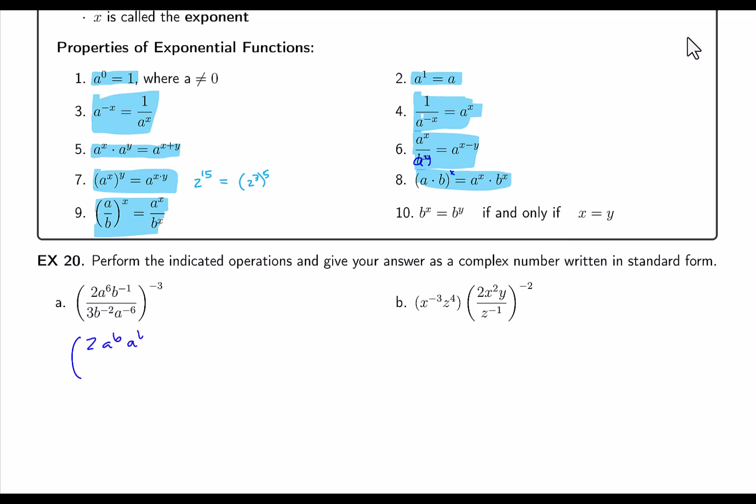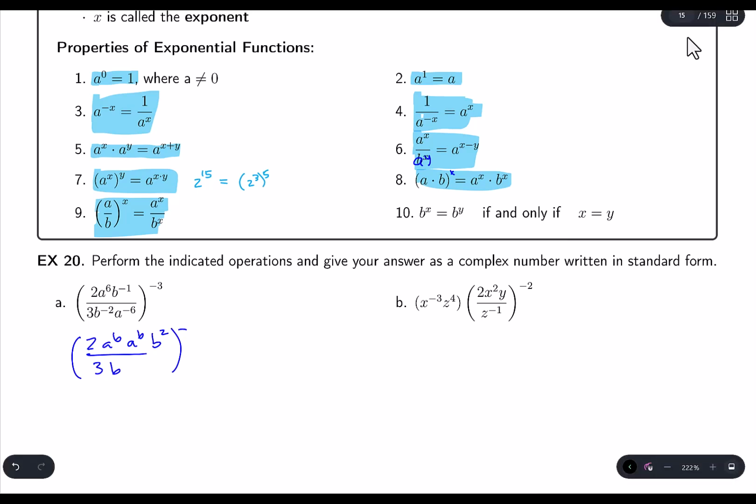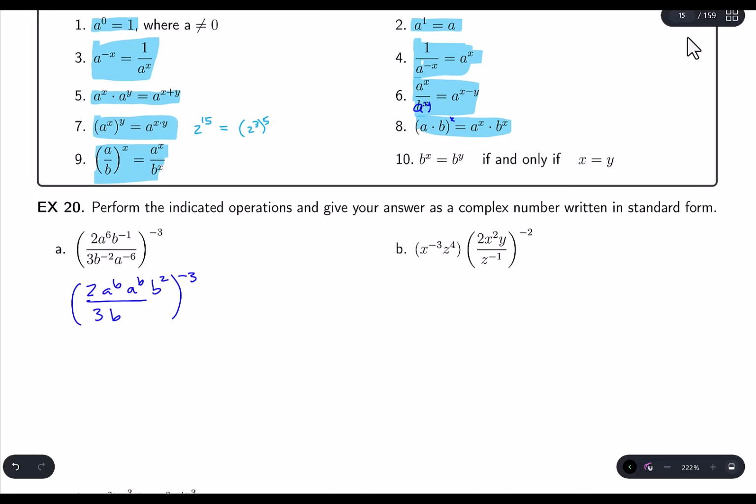But if you want to make sure you get the right answers, just take one thing at a time. So a to the negative 6 in the denominator comes up as positive 6 in the numerator, and then this b to the negative second in the denominator is positive b squared in the numerator. And then a to the 6 stays, b to the negative 1 goes down. All right, then I have this negative 3 on the outside. It is also negative. We'll handle that in a moment.